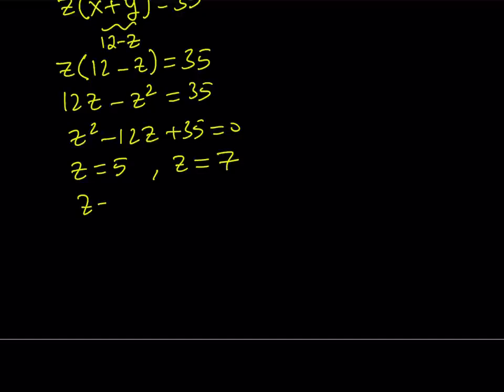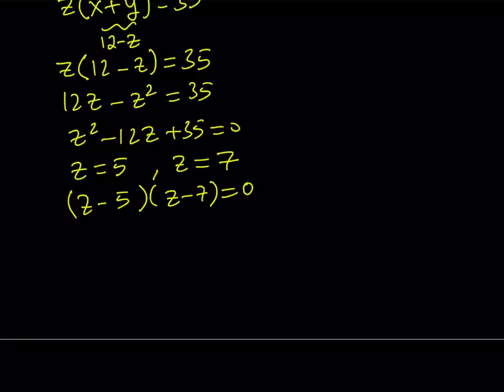So in other words, I just factored this using the constant term 35. I'm looking for two numbers whose product is 35 and whose sum is negative 12. And those numbers are negative 5 and negative 7. And that gives me the following factors. Okay, so I got the z values from here.